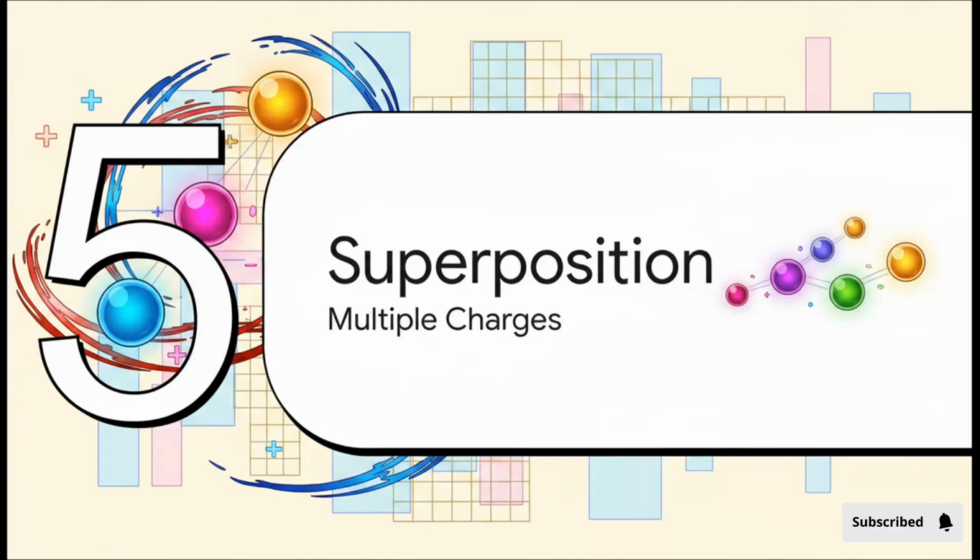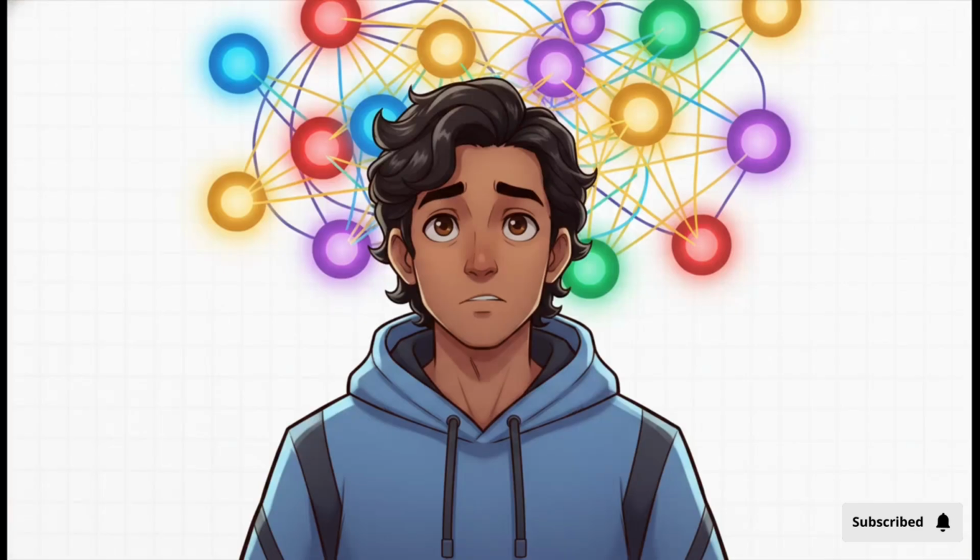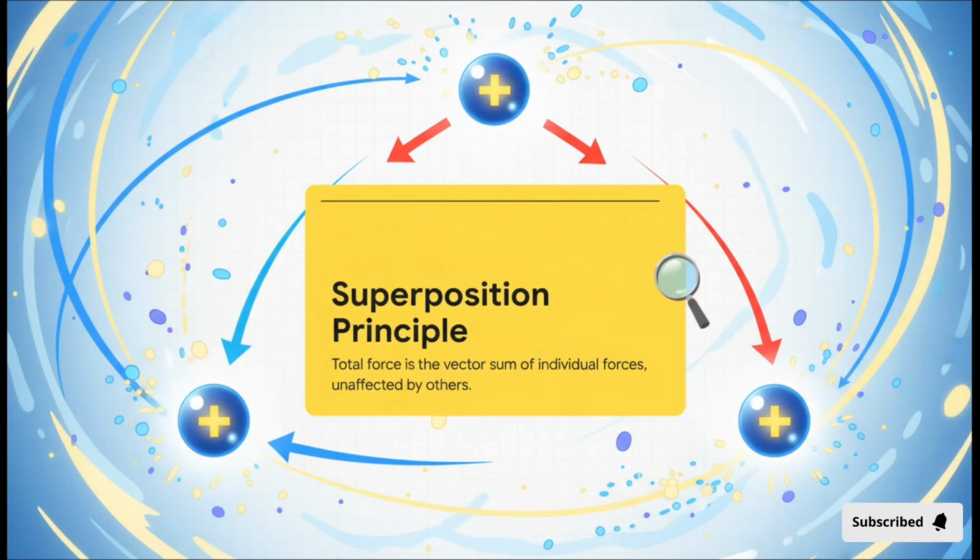Which brings us perfectly to Section 5, the superposition principle. Take a second to think about this logically. If our main formula, Coulomb's law, only works in isolated pairs, just Q1 and Q2, how on earth are we supposed to solve a complex system that has dozens of interacting charges, all pushing and pulling at the exact same time? Does the sudden presence of a third charge somehow mess up or interfere with the force between the first two? Well, the brilliant solution is found in the principle of superposition.